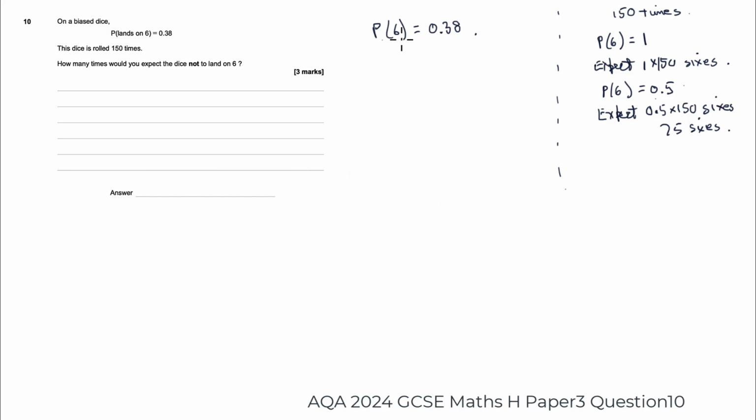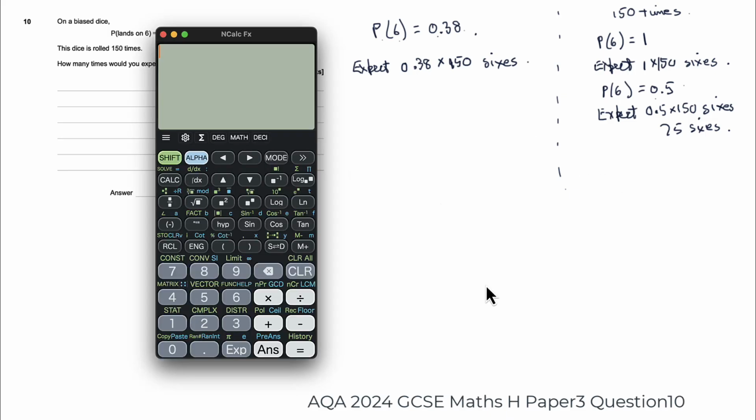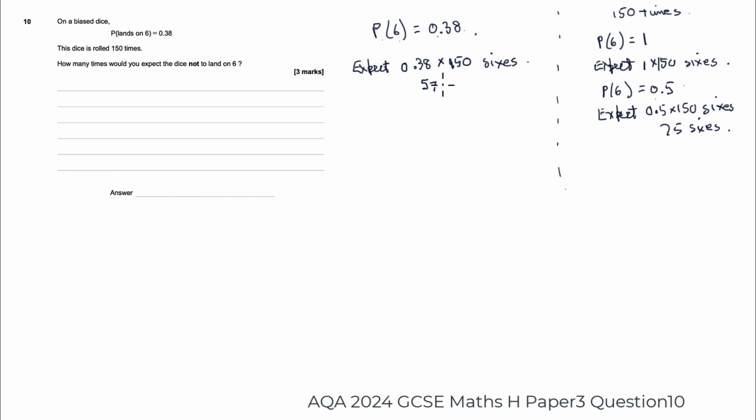So if the probability of a 6 being rolled is 0.38, we roll the dice 150 times, you would expect 0.38 times 150 6s to be rolled. 0.38 times 150. That would appear to be 57. So you'd expect 57 6s. Now, is that what we're asked in the question? No. We're asked how many times you'd expect the dice not to land in a 6.